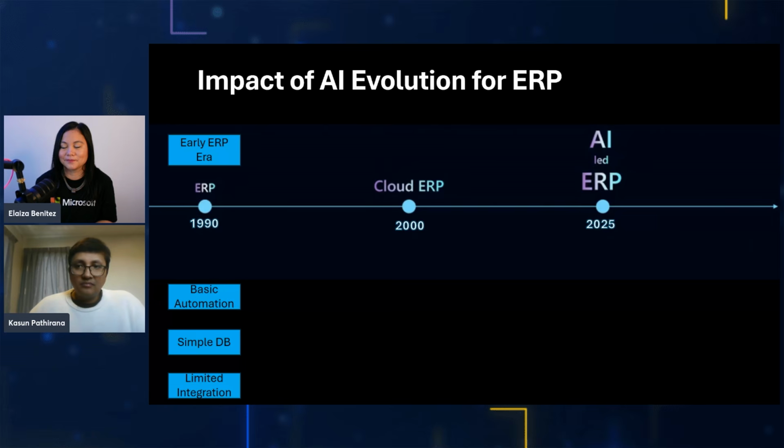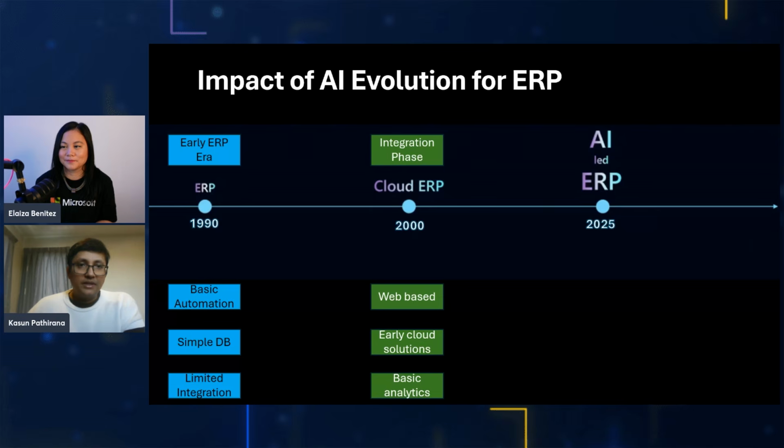And then came the cloud ERP 2000 era. That's where ERP got better in database connectivity, with the introduction of web-based ERP systems and improved user interfaces. Businesses started making decisions based on data, not just instincts, right?